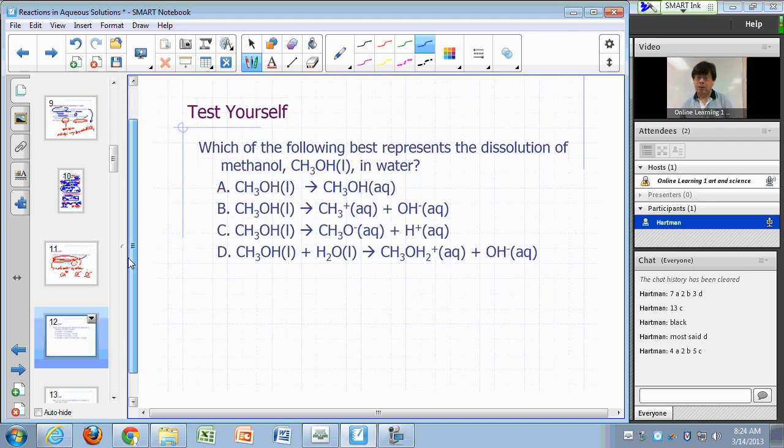How about this one? Which of the following best represents the dissolution of methanol, CH3OH, which is a liquid in pure form? If you put it in water, what is the best representation for the dissolution of methanol in water? Is it A, B, C, or D?